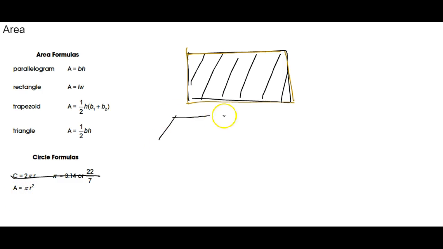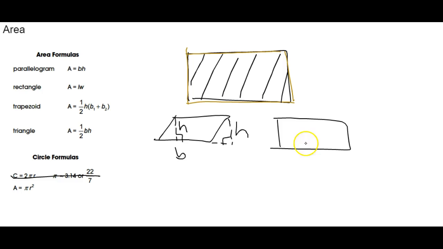So on a parallelogram, the base and the height are perpendicular to each other. So the height is often given on the inside of a parallelogram. It can also be given on the outside, as long as if you extended the base over, they would meet at a 90-degree angle. On a rectangle, we have the length and the width.